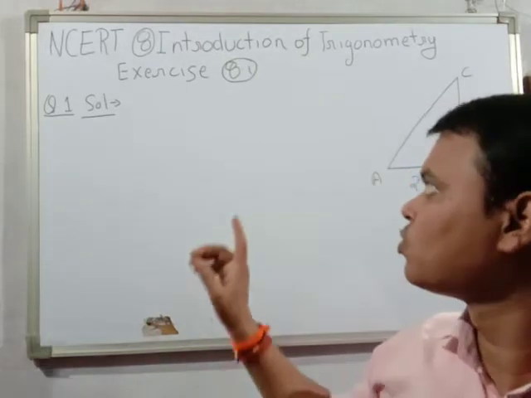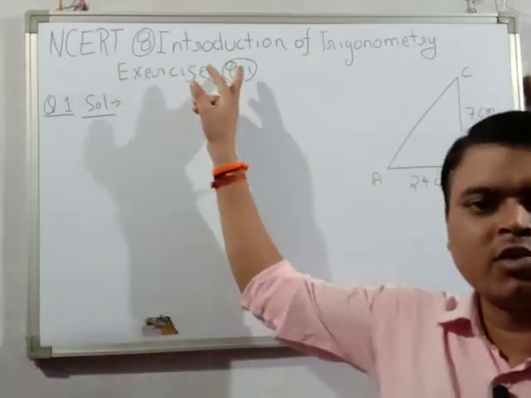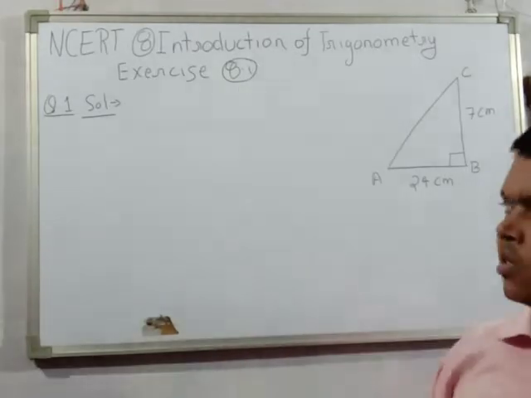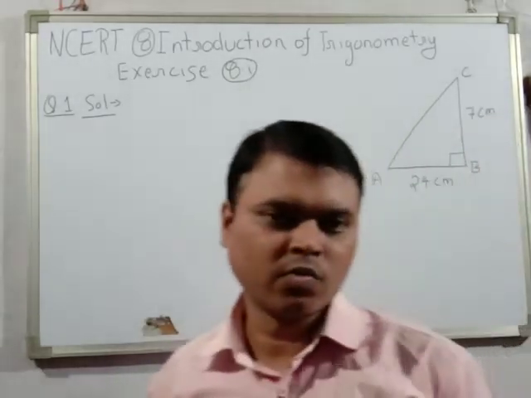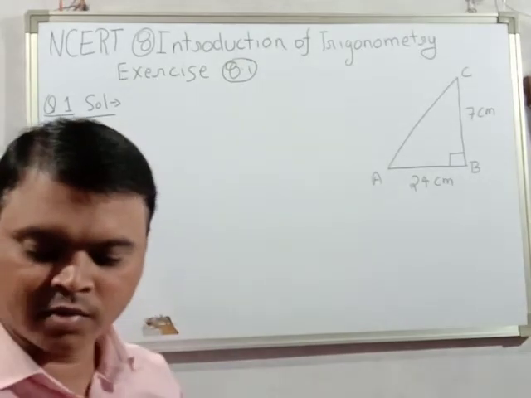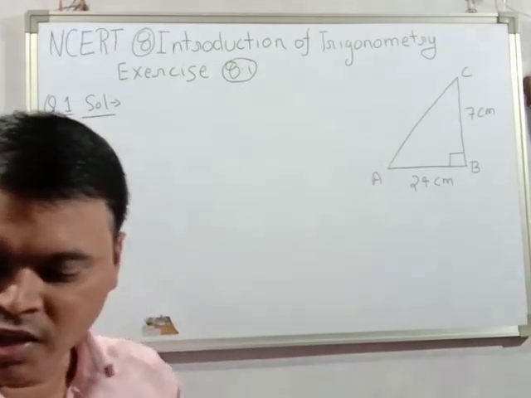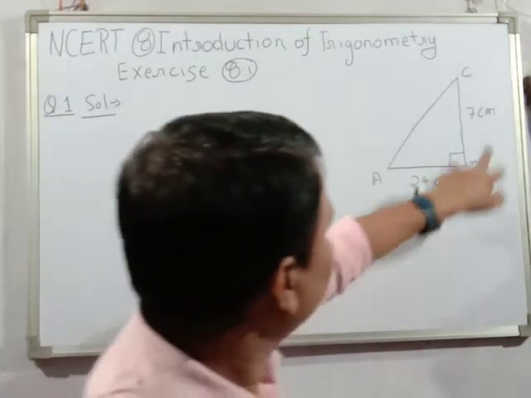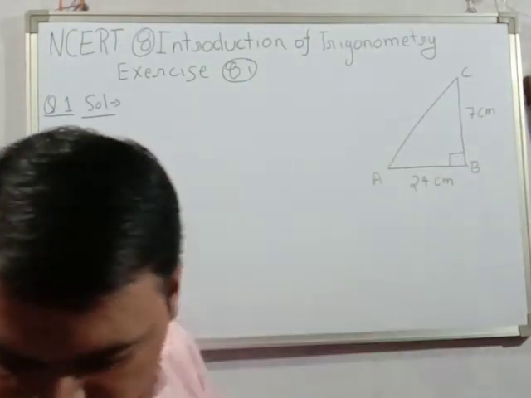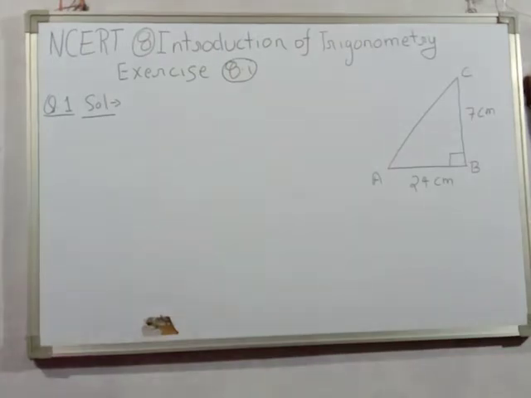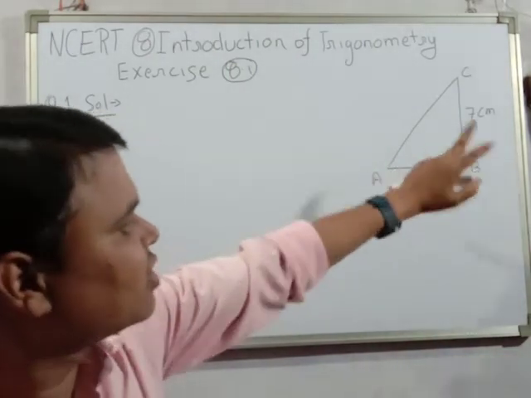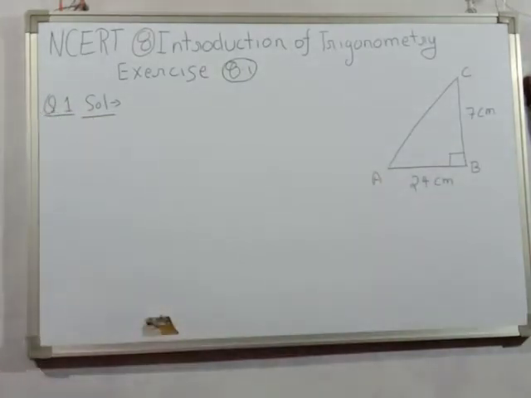Today I am going to solve chapter 8 Introduction of Trigonometry, exercise 8.1, first question. What is the first question? In triangle ABC, right angle at B, AB is 24 centimeter, BC is 7 centimeter. So we have to find sin A, cos A.